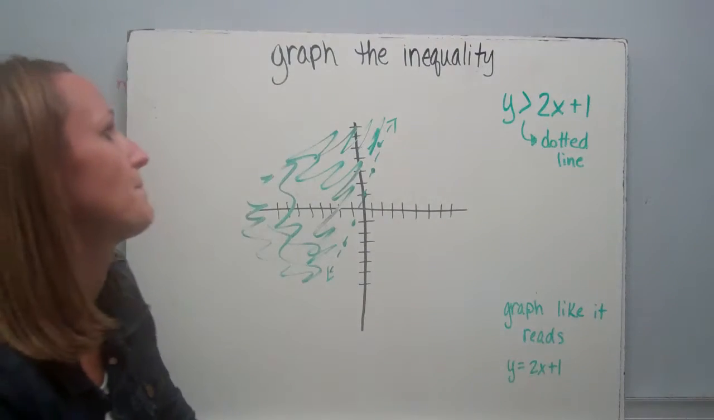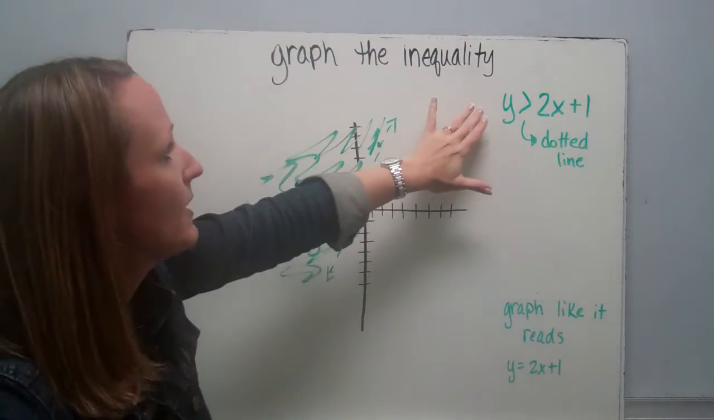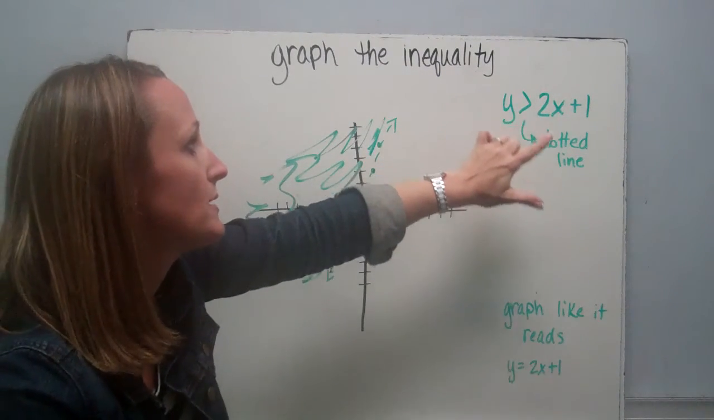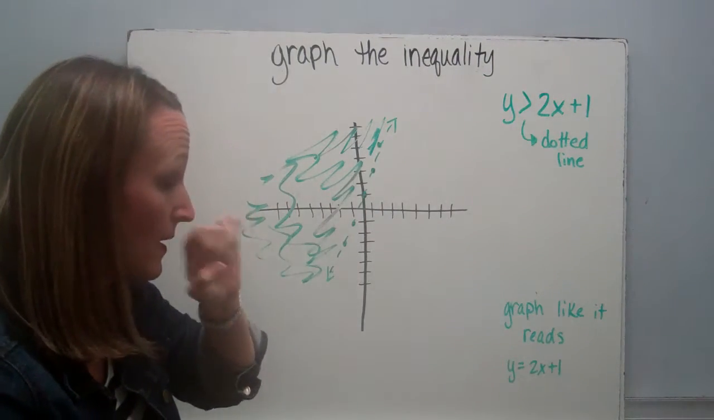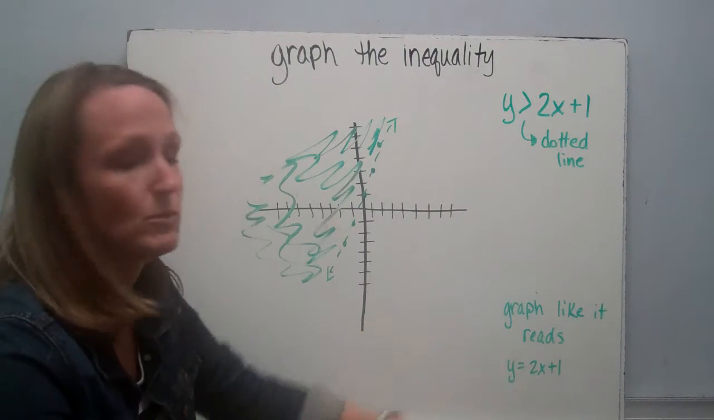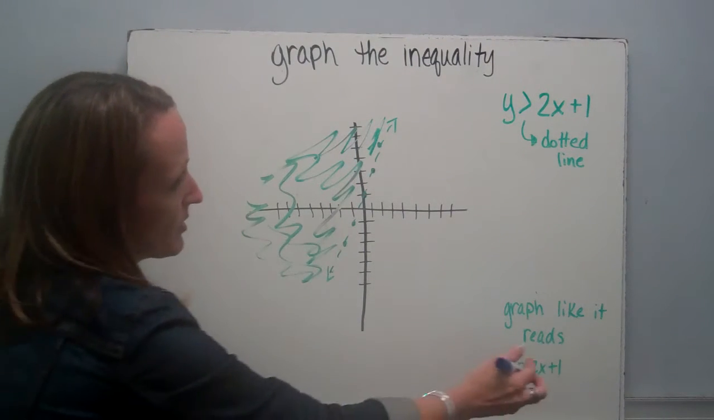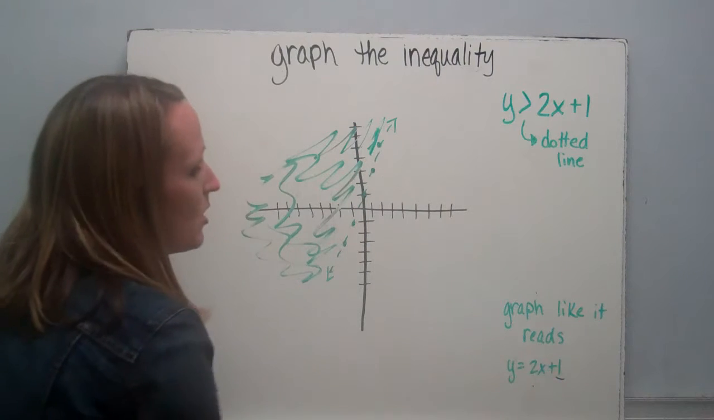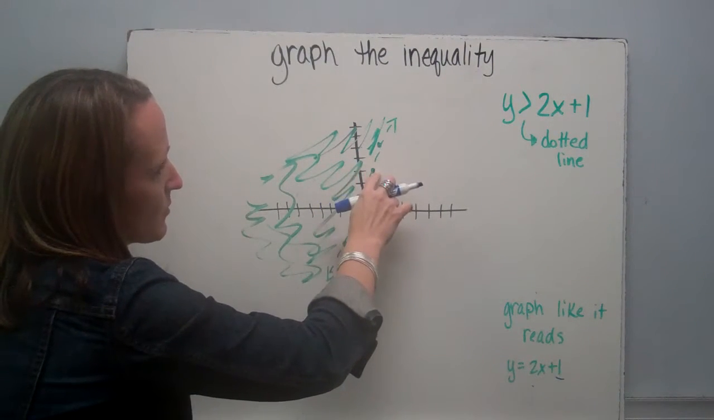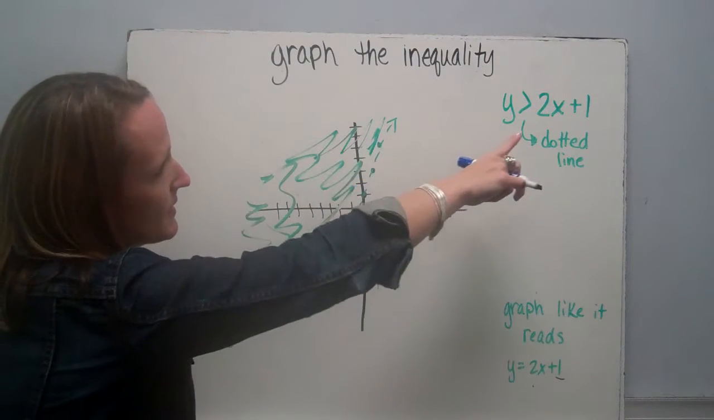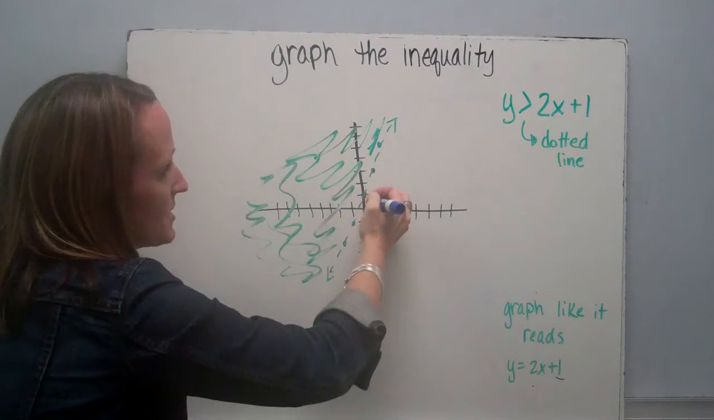Okay, so let's graph one. If we're going to graph the inequality y is greater than 2x plus 1, this is a dotted line because it's just a greater than symbol. We're going to graph it like it reads y equals 2x plus 1. So remember, plot your b and then go up 2 over 1. So I plotted my positive 1 and then I went up 2 over 1, and I kept repeating it. Now it is a dotted line, so as you can see, I've dotted it.